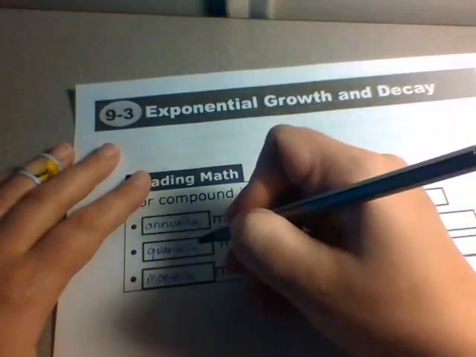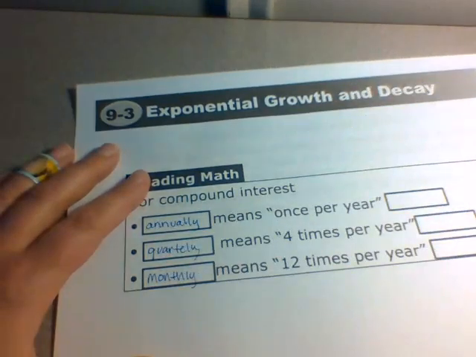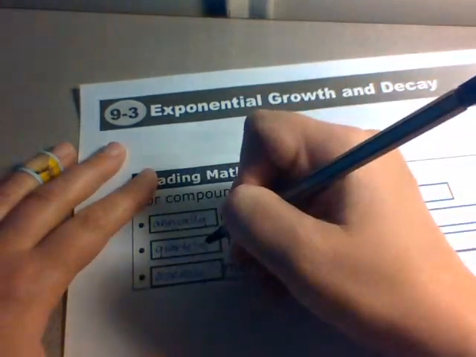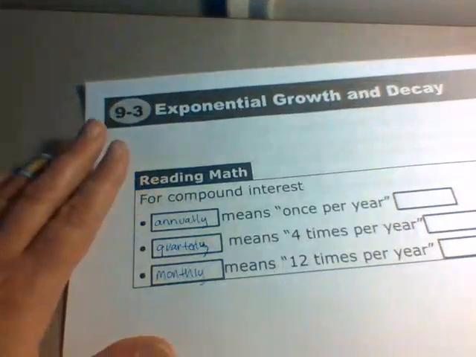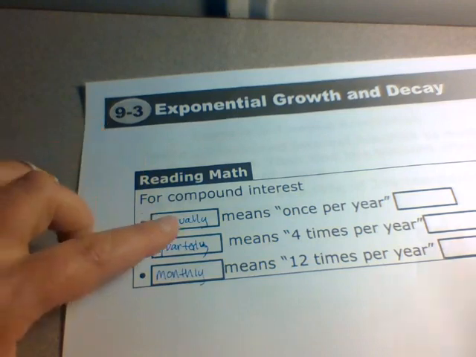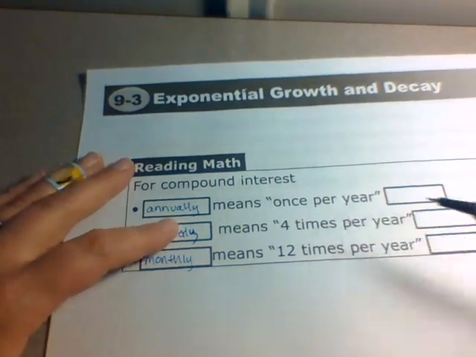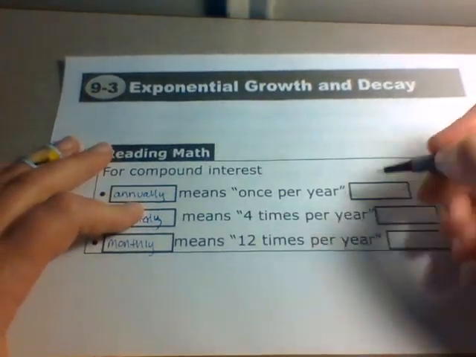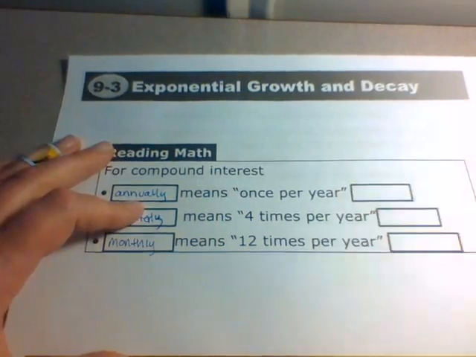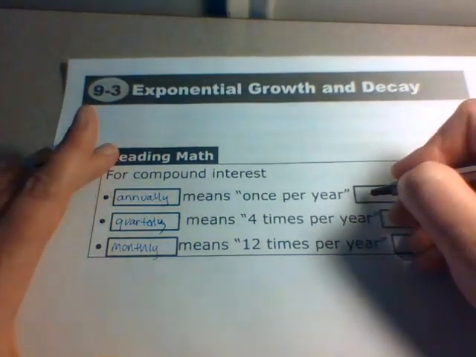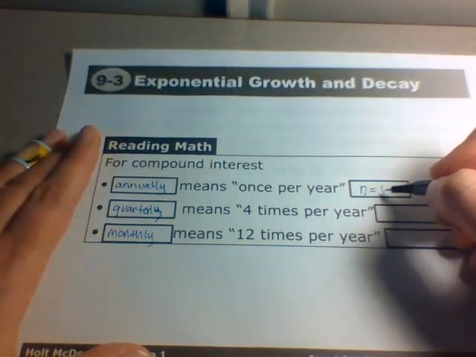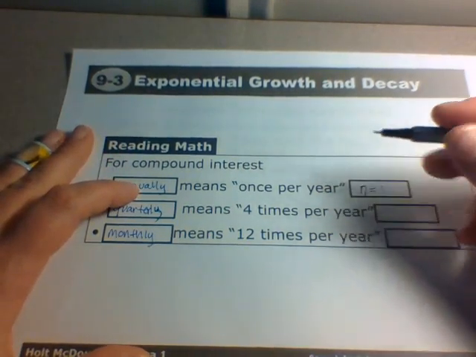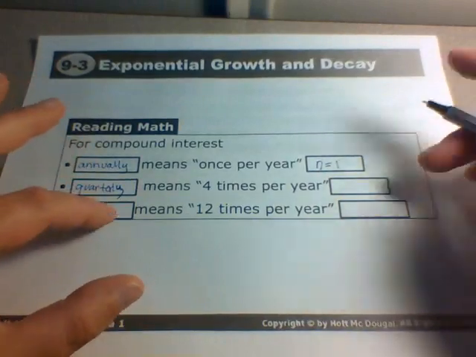And what happens is quarterly, there's an R and an L and a Y. Anyway, annually means that that's happening once per year. So if you ever had an annual birthday, for instance, that's happening once a year. So that means that you're going to put in an N value of 1. And that would revert this entire equation back to what we had as our growth equation.